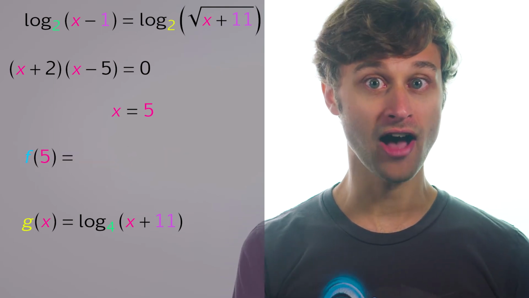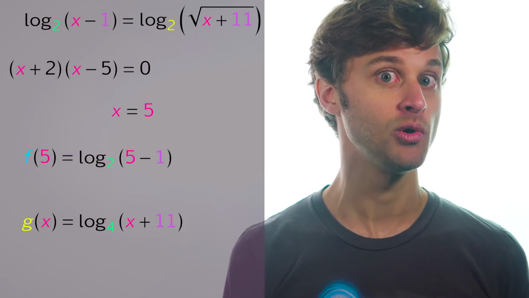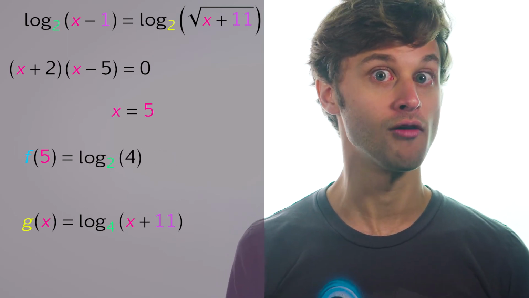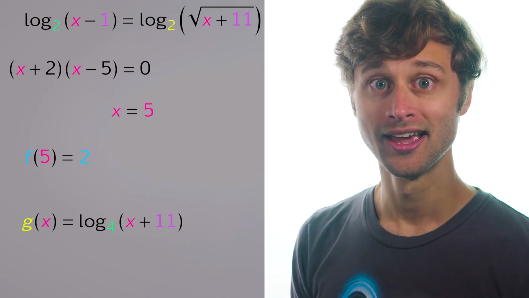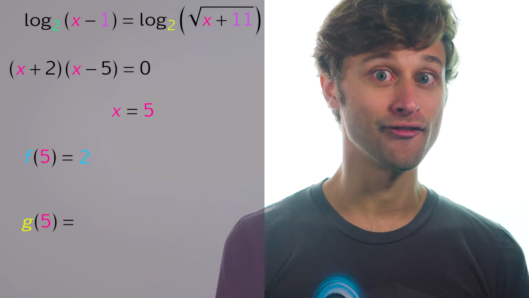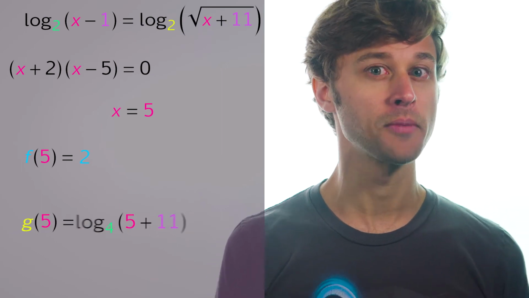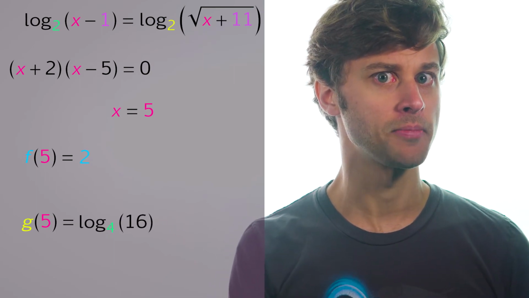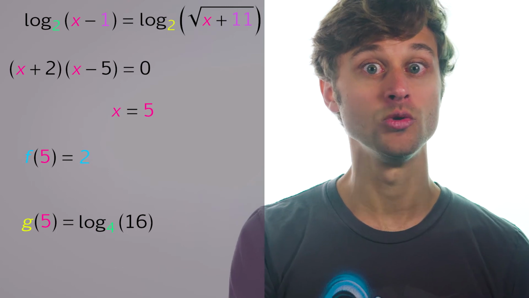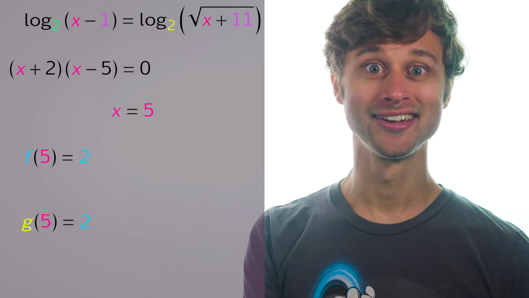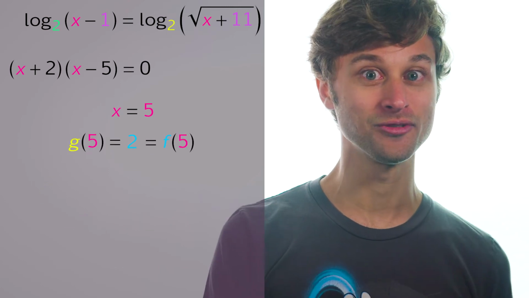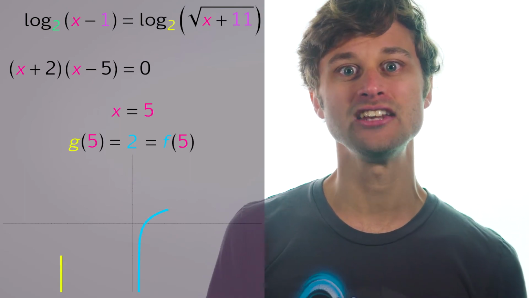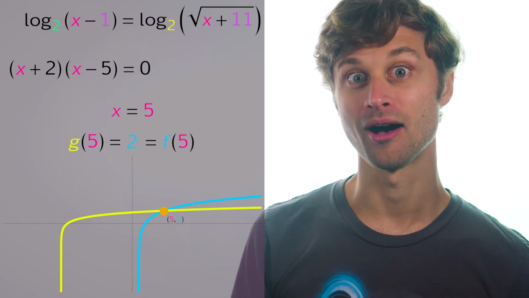So f of 5 is equal to log base 2 of (5 − 1), which is equivalent to the log base 2 of 4, which is equivalent to 2. And g of 5 is equal to the log base 4 of (5 + 11), which is equivalent to the log base 4 of 16, which is equal to 2. So g of 5 is equal to 2, which is equal to f of 5. So these functions intersect at the point (5, 2).